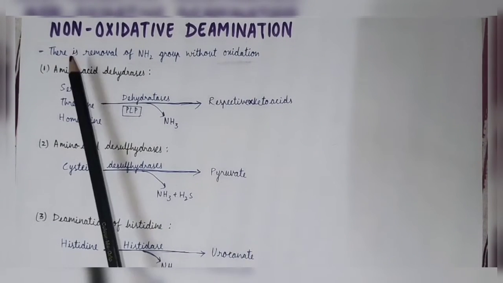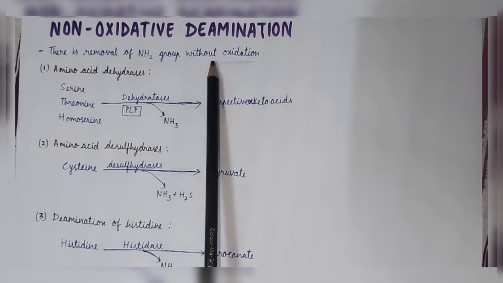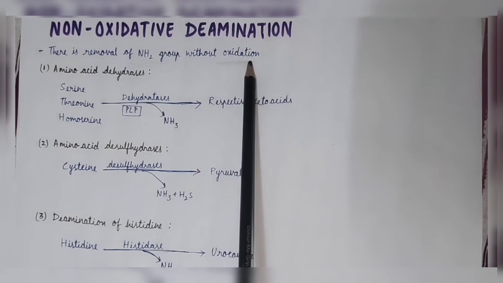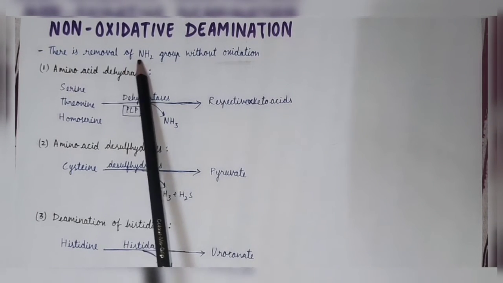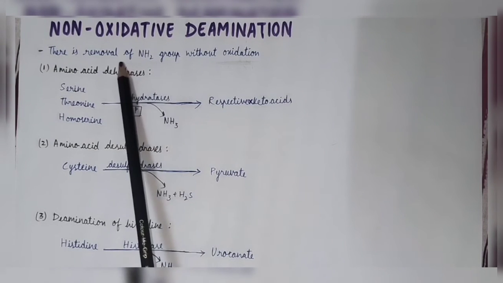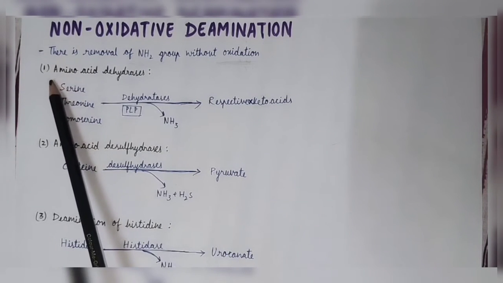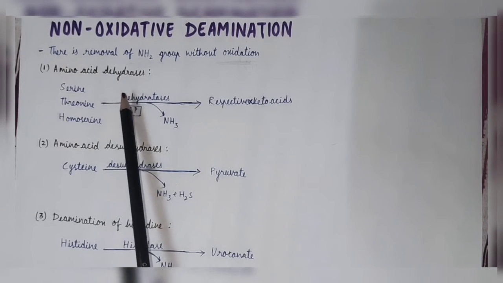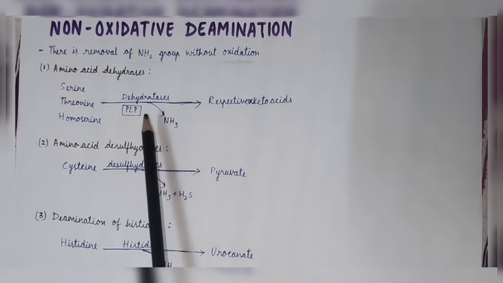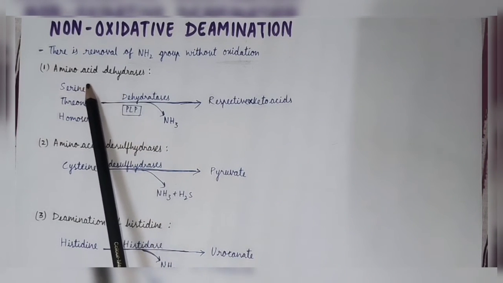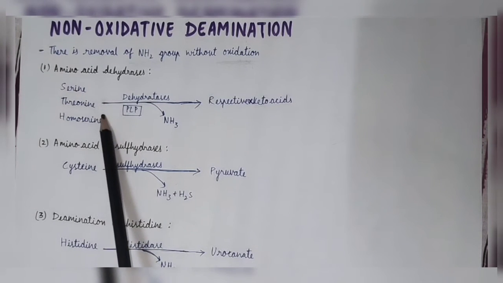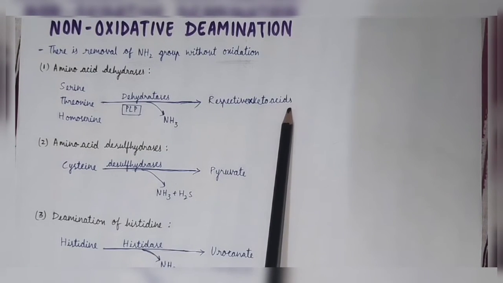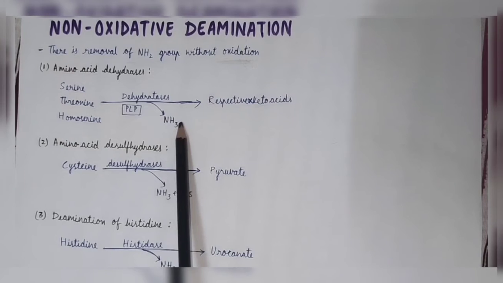Non-oxidative deamination. There is removal of the amino group without oxidation. So there is no removal of hydrogen from the amino acid, only the amino group is removed. Enzymes involved are amino acid dehydratases. These are PLP-dependent dehydratases. These enzymes act on hydroxy group containing amino acids and form the respective alpha keto acid with the liberation of ammonia.